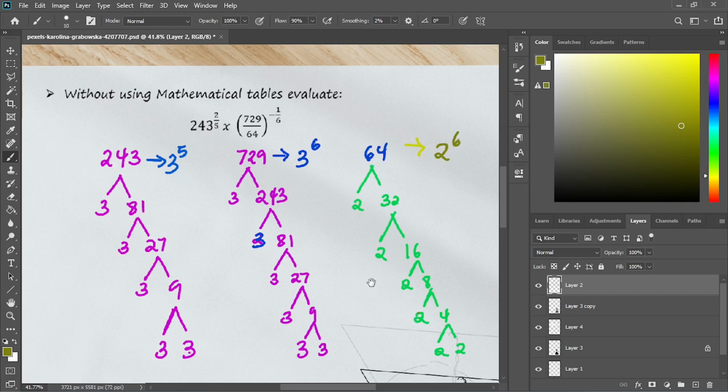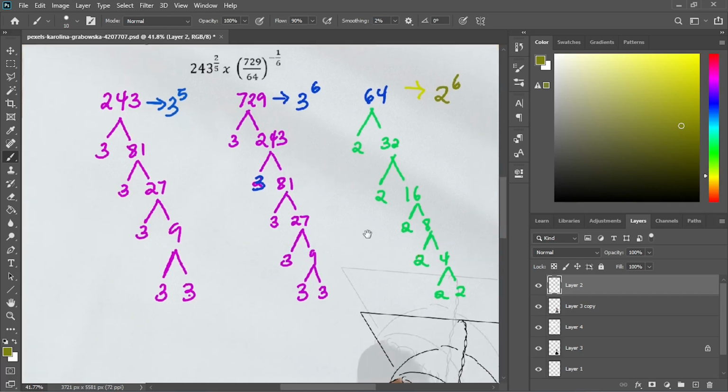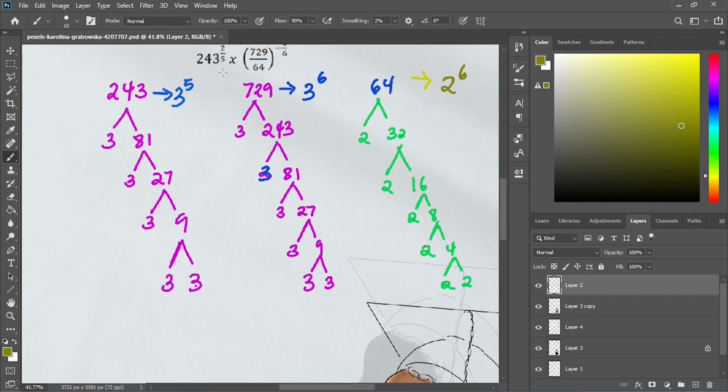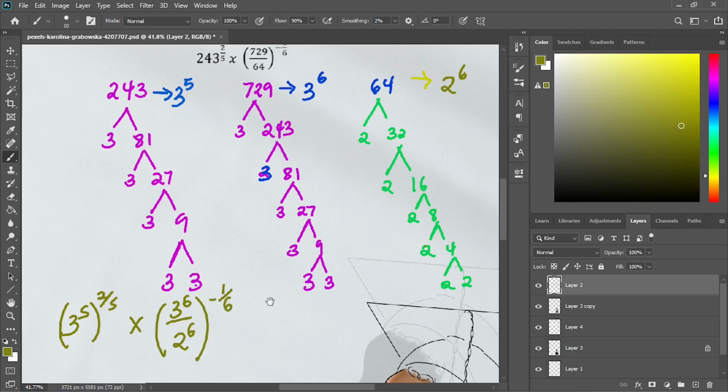Now we can rewrite the question including the factor format and the powers. The question is now going to read: 243 is the same as 3 to the power 5, so we'll have 3 to the power of 5, this whole thing raised to power 2 over 5, and then that we multiply by 729 which is 3 to the power 6 as the numerator, and the denominator will be 64, which is 2 to the power 6, and then the whole thing is raised to the power of negative 1 over 6.